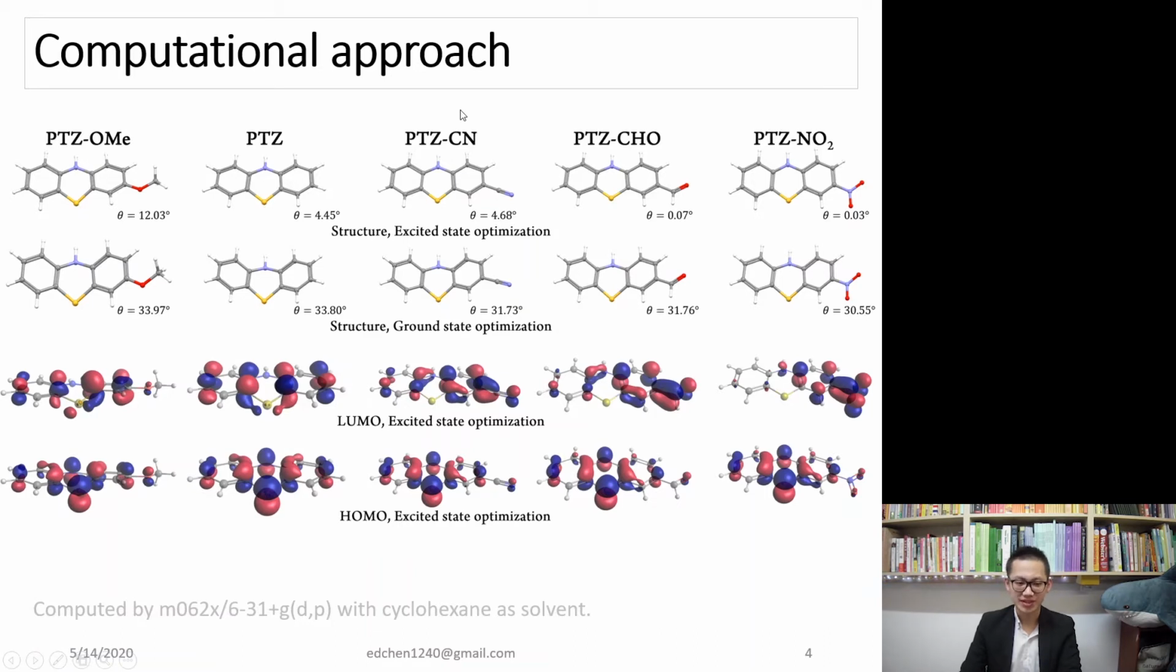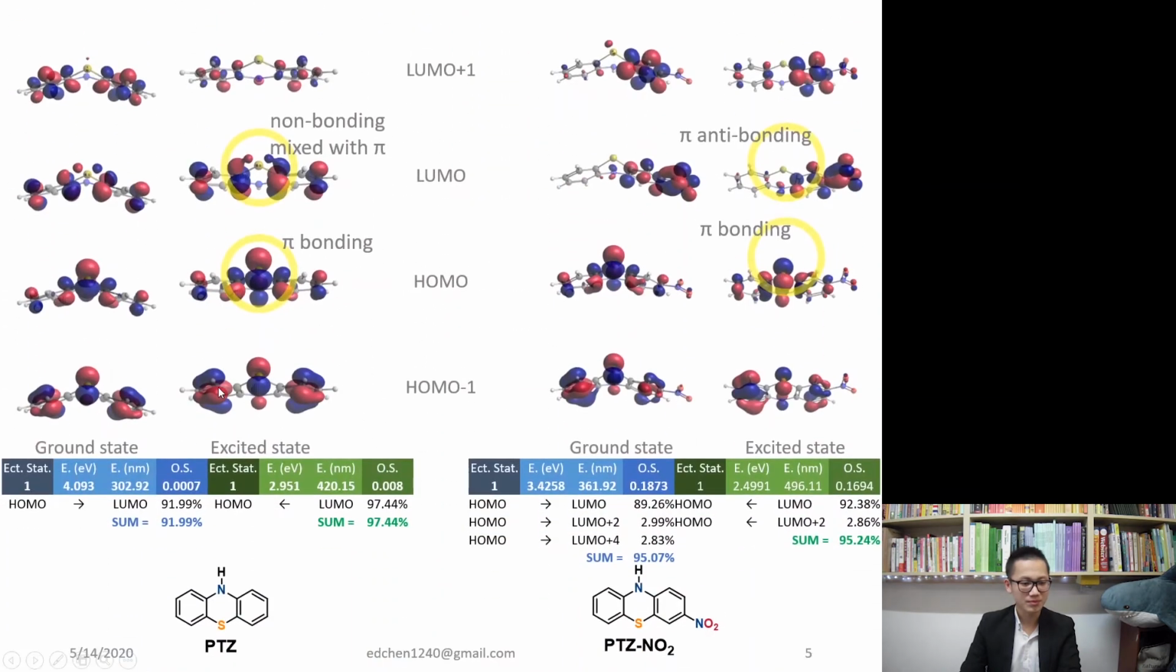In addition, analyzing their delocalization chain along the N-S bond, we found that sulfur's lone pair electron plays a key role in the electronic transition. Using PTZ and PTZNO2 as examples, the LUMO of PTZ is not a pure pi antibonding orbital. It's mixed with non-bonding orbital from the sulfur atom. On the other hand, the LUMO of PTZNO2 is a pure pi antibonding orbital.